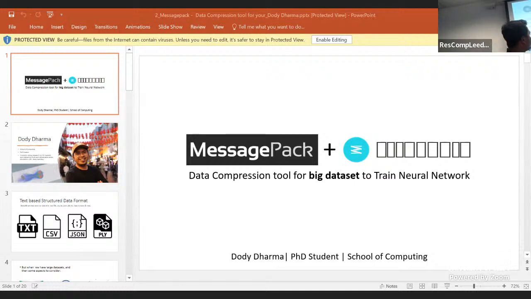So how could we use MessagePack? It's very simple actually. For example, here we have a list of 1, 2, 3, and then we just call msgpack.packb and pass the data, and then it will convert to binary format. This is just a parameter for compatibility with the previous version of MessagePack.